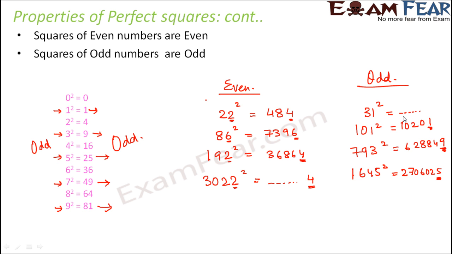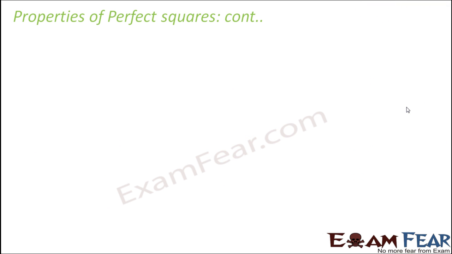Similarly, try to find this out: 31 square. Here 1 is at the units place, so definitely at the end we are going to have 1. But what would be the exact value? You can calculate it yourself. So now, what do you see? Even if we take some even and odd numbers randomly and square them, we see that the squares of even numbers are even and the squares of odd numbers are odd.